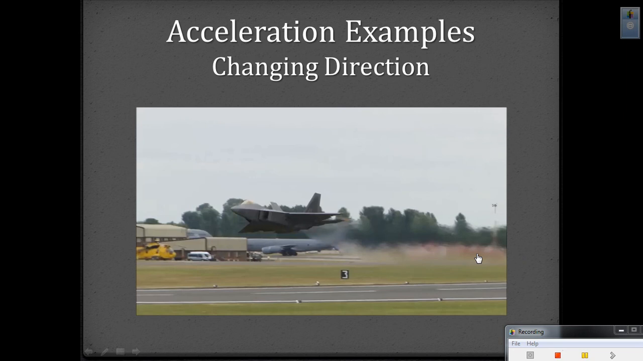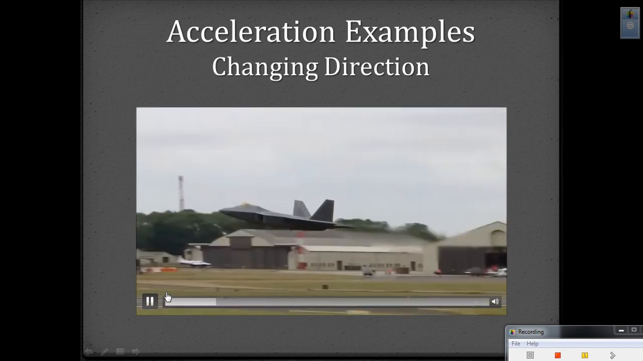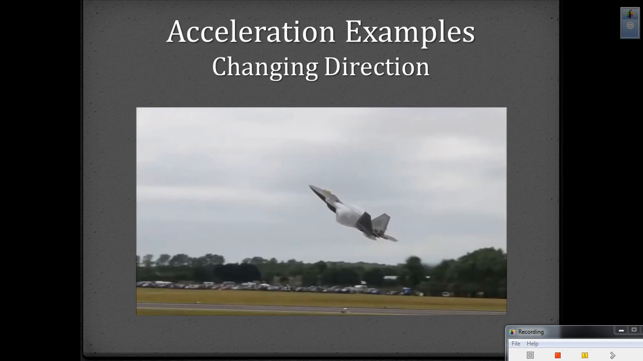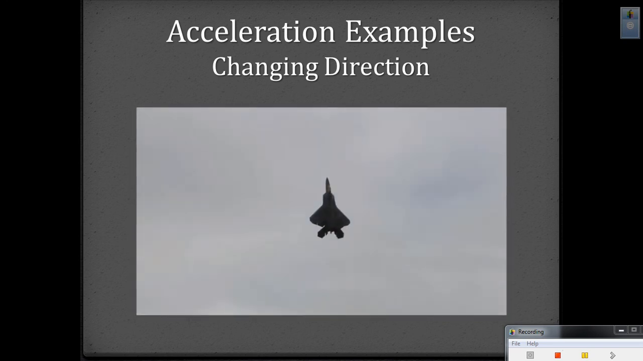And finally, here's an example. This example actually has several types of acceleration in here. We have speeding up, and we have change in direction, as well as a little bit of negative acceleration there due to gravity. And we have changing direction again.